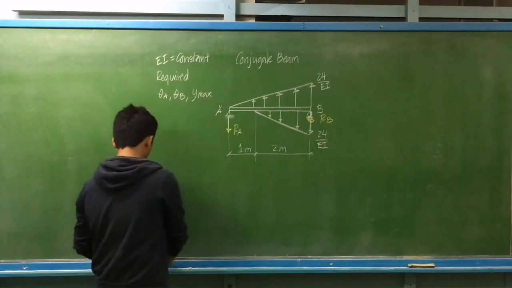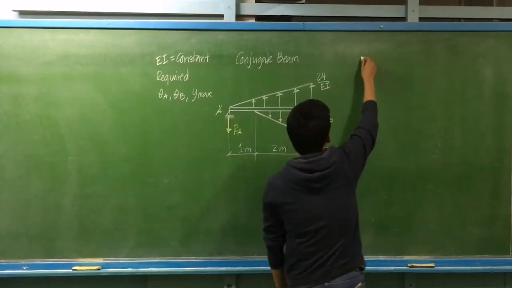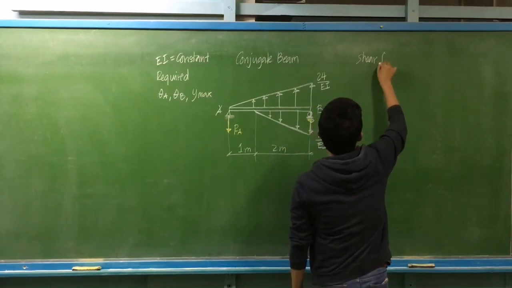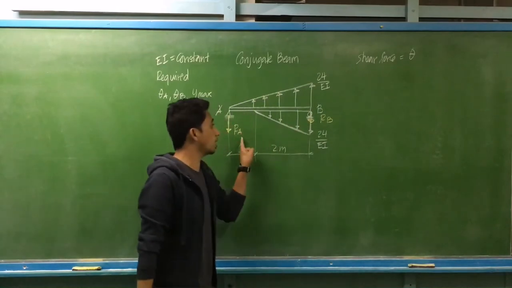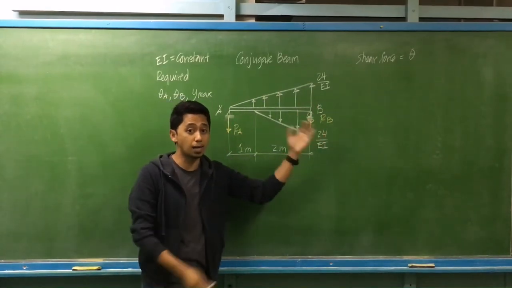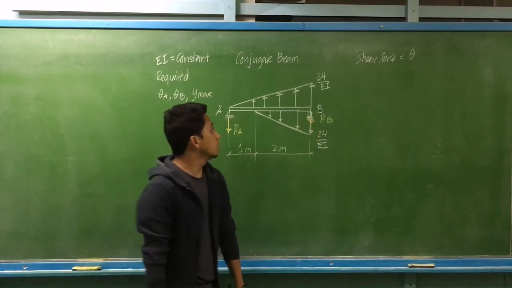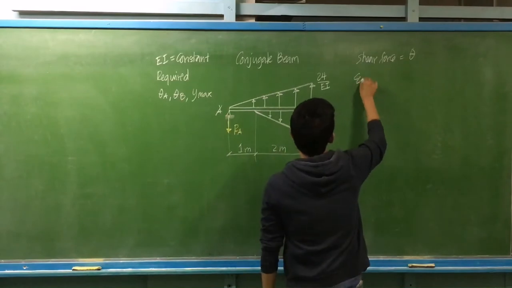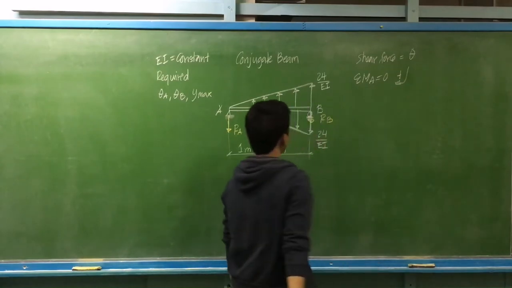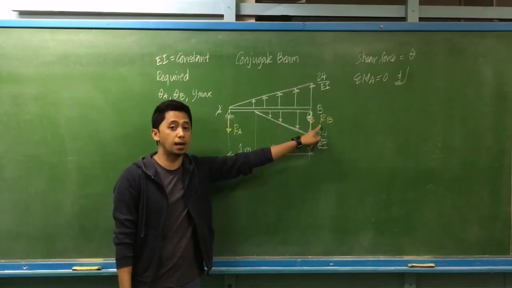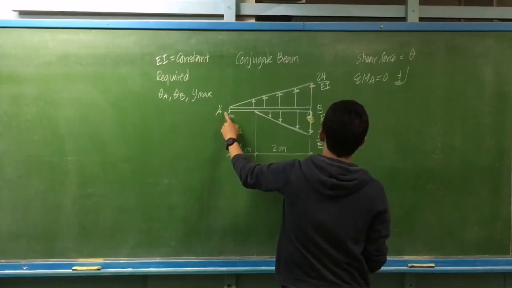Take note, as we said a while ago, the shear force is basically equal to rotation. Therefore, the reaction at A and the reaction at B correspond to the slope at A and the slope at B of the actual beam, respectively. So we may do this time summation of moments about A equal to 0, with clockwise moments positive. For example, I'll be computing the reaction at B. So this is the summation of moments about A, clockwise, equal to 0.